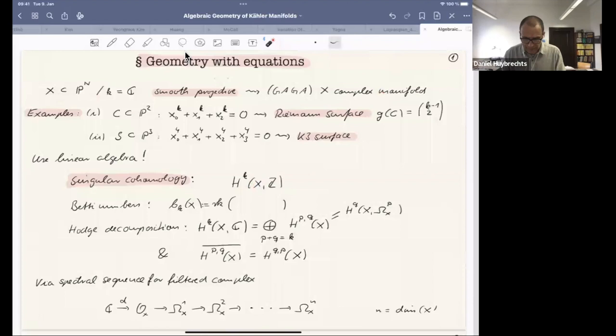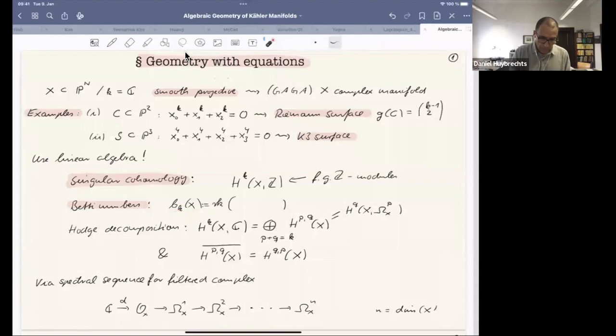But once you're over the complex numbers, you have singular cohomology, and it's important to stress that this is a transcendental invariant. It's not an invariant of the algebraic variety, but it's an invariant of the complex manifold. So for instance, the first thing you can do is look at the rank of these singular cohomology groups. Maybe you can write this here, these are finitely generated Z-modules. So in particular, they have a rank, and the ranks of these are the Betti numbers of my variety or manifold.